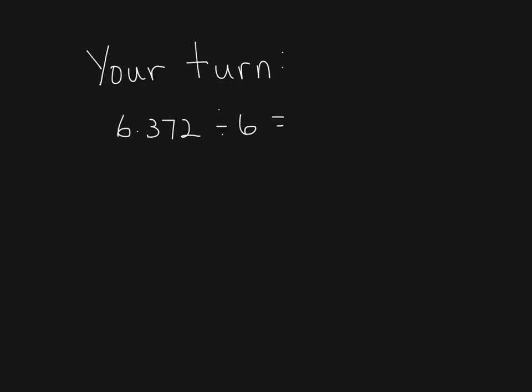And here is one last problem. 6 and 372 thousandths divided by 6. It's not especially difficult. As a matter of fact, I think it might be a little easier than that last problem. It's just that there's a lot of digits here, so the standard algorithm is going to be fairly long. Once again, if you feel totally confident just using the standard algorithm, that's fine. If you're not so confident, use the place value chart to help you check your answer.